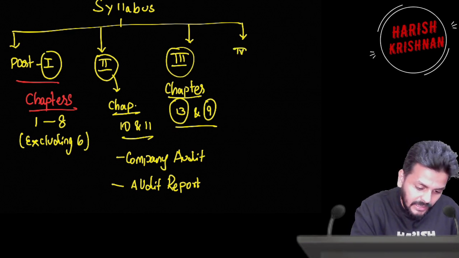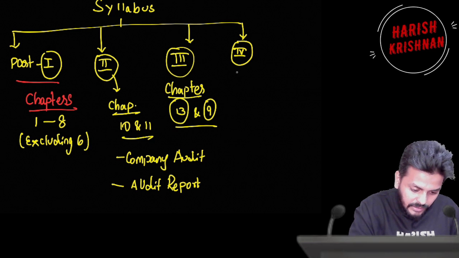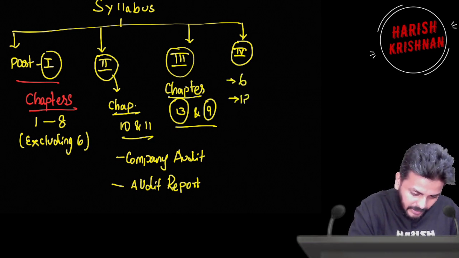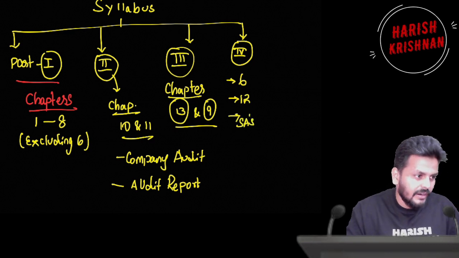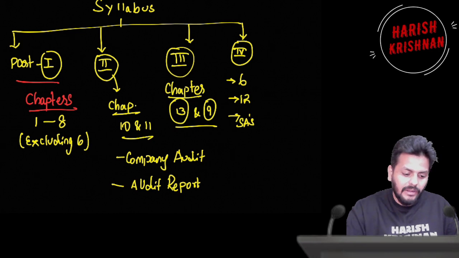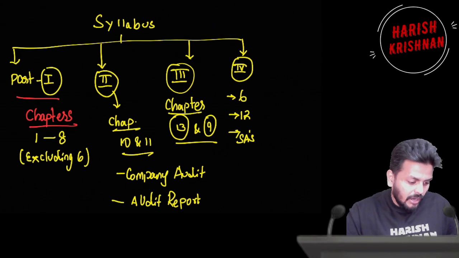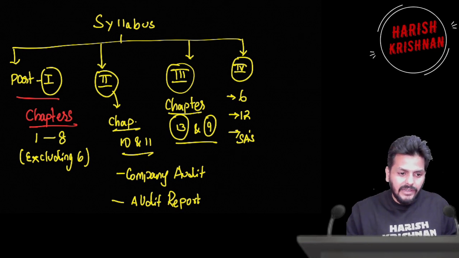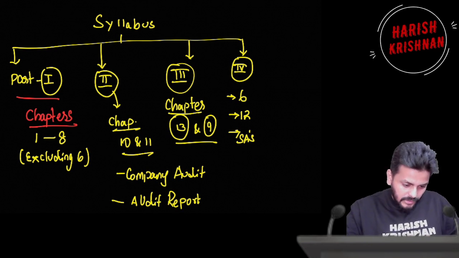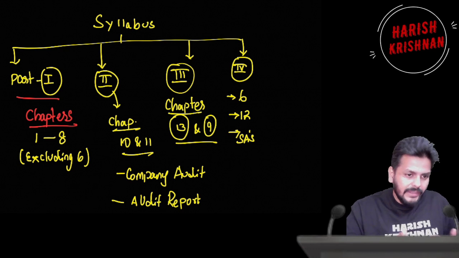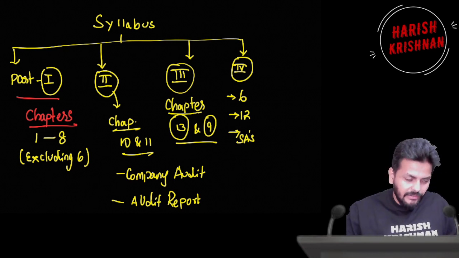Then the left out lot, that is chapter number 6, audit of banks, chapter number 12, and a few essays that are not covered earlier, which I would want you to cover now, will be this. Okay, so this is a broader breakup of the entire audit syllabus, so that you have a clear understanding of the entire syllabus. Then we'll talk about marks, the strategy that we have to follow, and how we have to get going with respect to this.